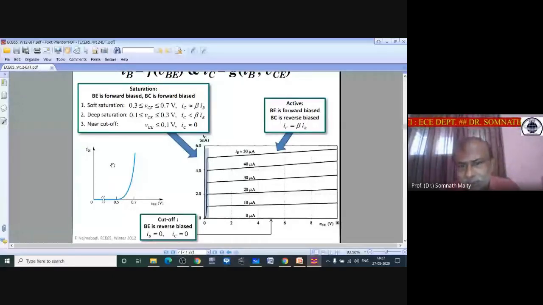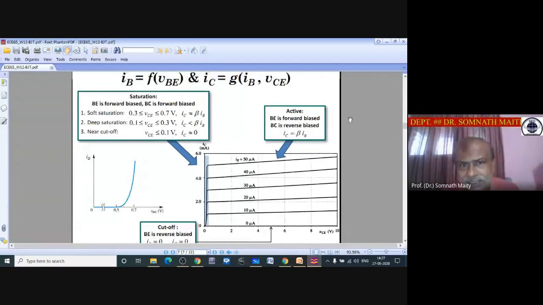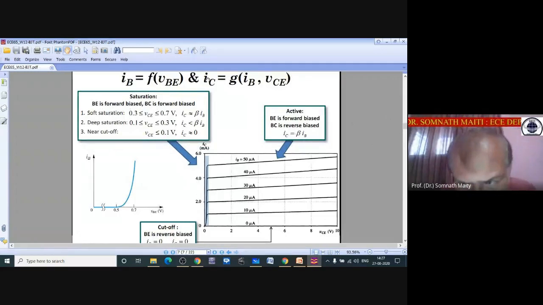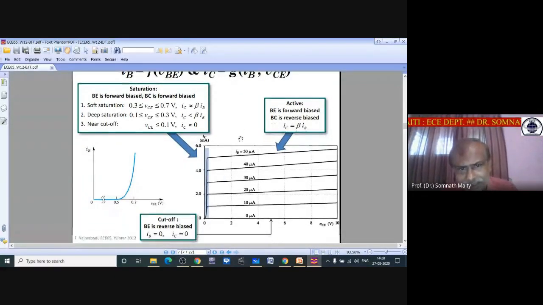And this is another characteristics corresponding to the relationship IC is a function of IB and VCE. Output characteristics mean the output current is normally taken as collector current, and output voltage is collector to emitter voltage. So keeping IB fixed, you vary collector to emitter voltage, and IC will vary. This will give you the plot known as output characteristics. It's a plot of VCE versus IC. Here also, VBE versus IB.